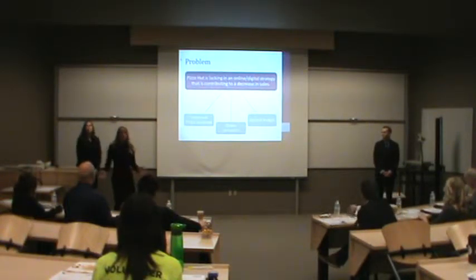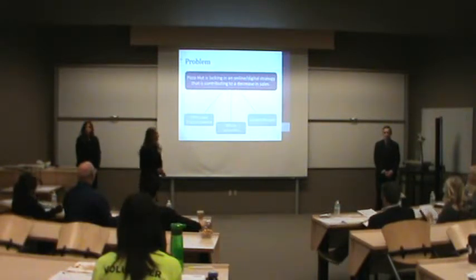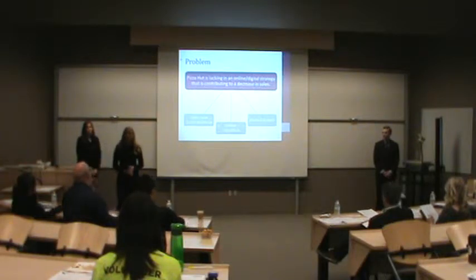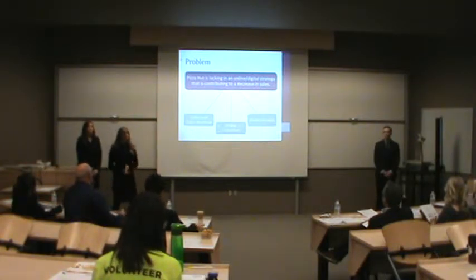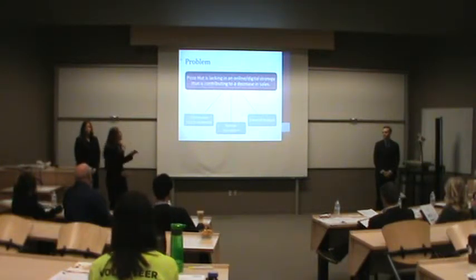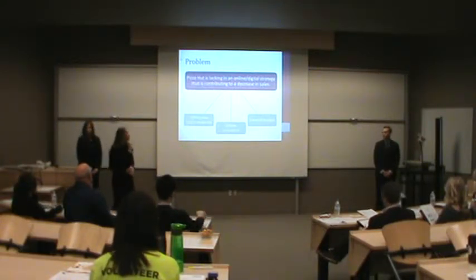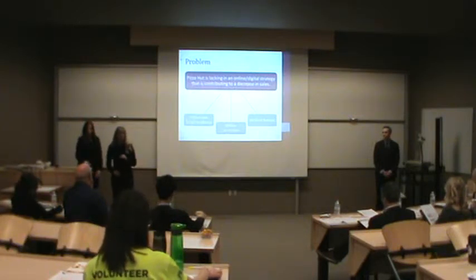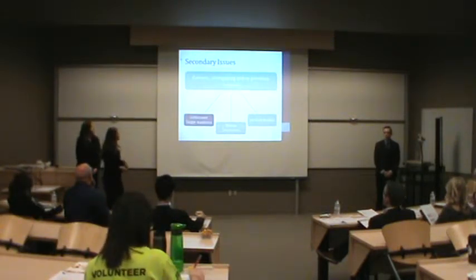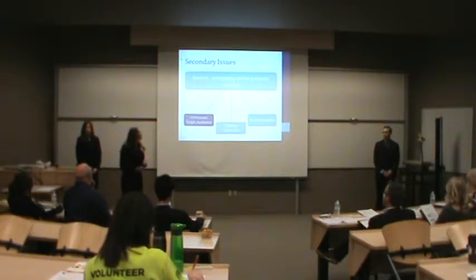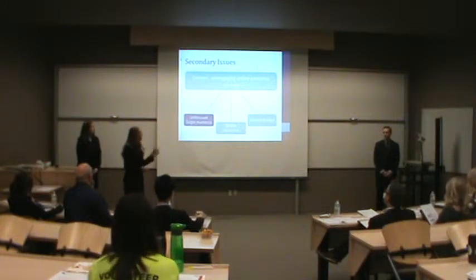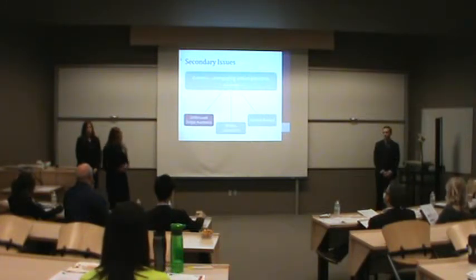So what is the main problem that Pizza Hut is currently facing? The main problem is that Pizza Hut is lacking an online digital strategy that is contributing to a decrease in sales. Underlying this main problem, there are 3 underlying issues. The first being an unfocused target audience. Now with this unfocused target audience, the result is a generic, unengaging online presence that again is feeding this main problem of a decrease in sales.